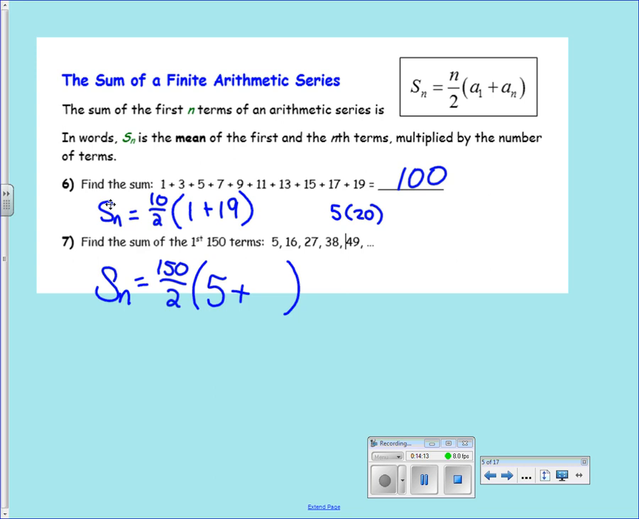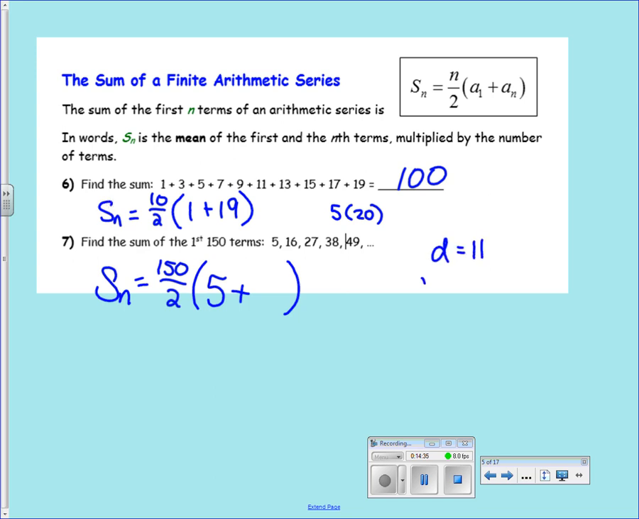We're going to have to figure out what the d is. We've got to write an equation. We've got to find what the 150th term is. We don't want to list them all out. That's crazy. So this is what we're going to do. What is the difference? How is this changing? Changing by 11. Everybody okay about that? So my d is 11.